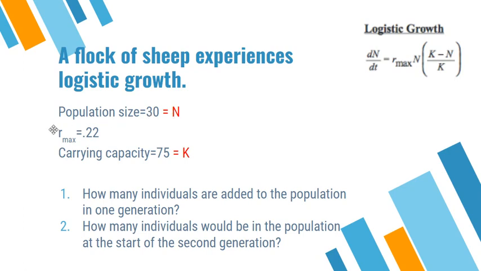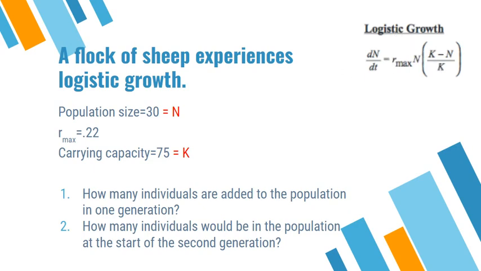This is equal to N. This R max was just told, and carrying capacity is K. So how many individuals are added in the population? We're going to be essentially solving for this. We know R max, we know N, and we know K and N. So we're just going to plug stuff into here. So first we're going to do K minus N divided by K. Then we'll times that by N and times that by R max.